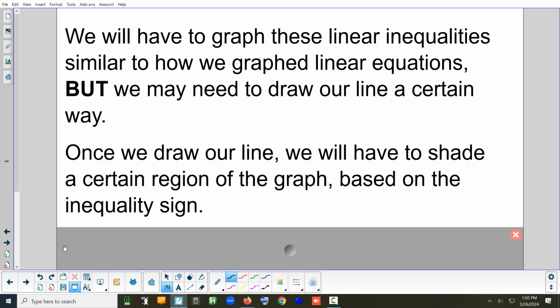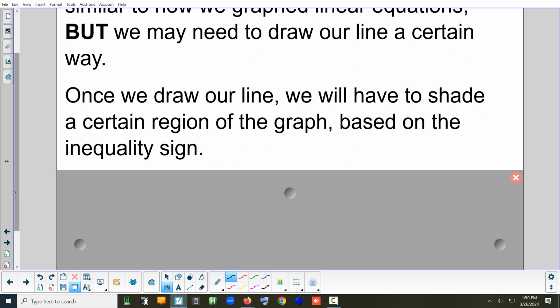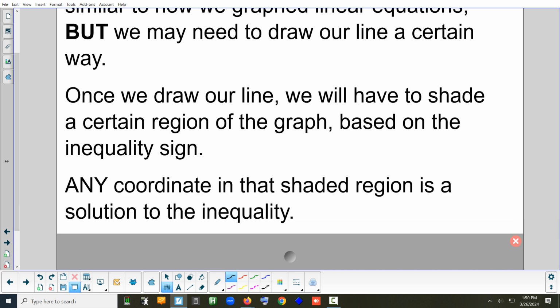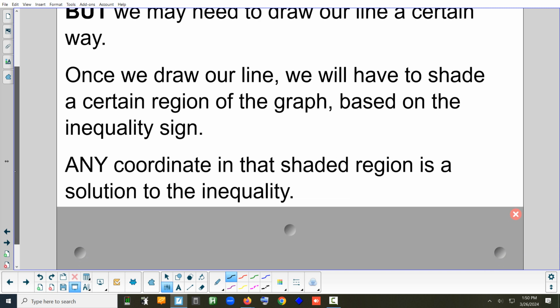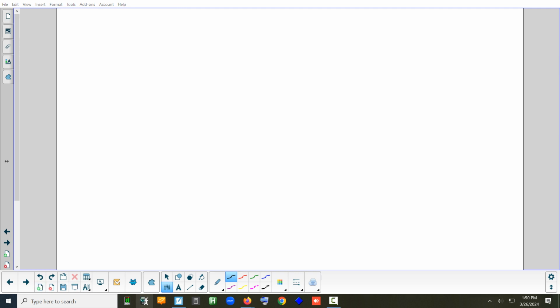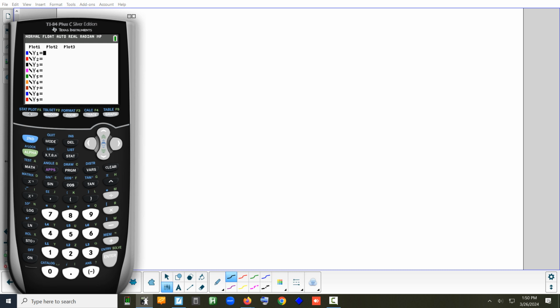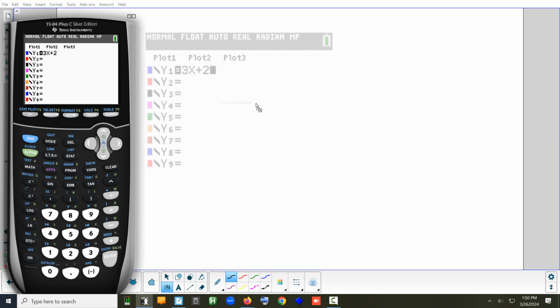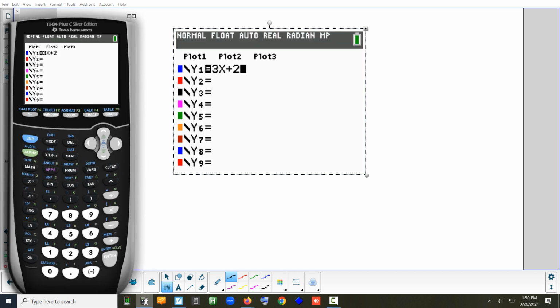Okay, so once you draw our line, you have to shade on a certain side of the line. I think I have a chart that's going to break down how this is going to work. Let me show you a picture on the calculator first. Let me put in an inequality. Let's do 3x plus 2. What's my y-intercept in that equation? 2. And what's my slope? 3 over 1.